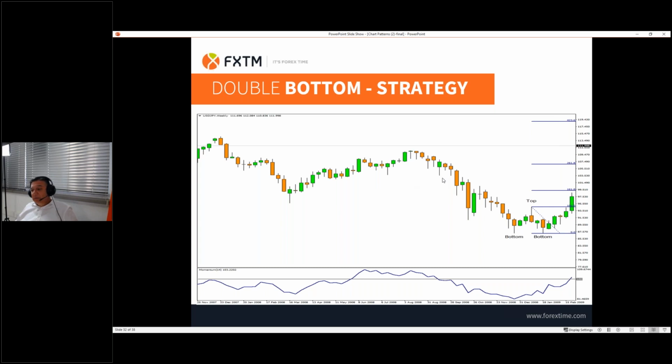And I can give you more information here. You see our double bottom, we buy here, but before we buy, perhaps we need some extra confidence. That's why we use our momentum oscillator. And if the momentum oscillator is above the 100 line, then we feel more confident to buy.